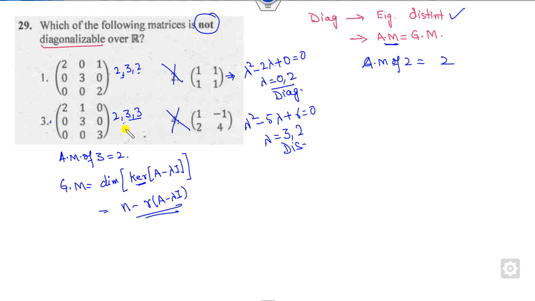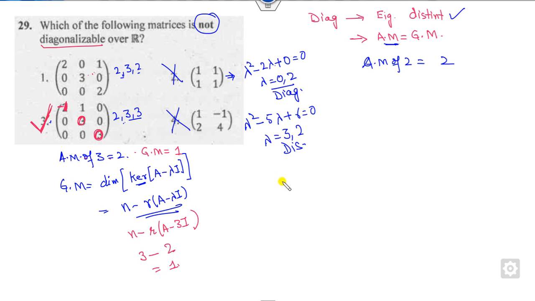So let's see. Firstly we can find it here. I can find the rank of A minus 3I. If I compute A minus 3I, it will be minus 1, 0, 0. What is the rank of this? The rank of this is 2. N is 3, rank is 2, so it is 1. But the algebraic multiplicity is 2. The geometric multiplicity of this is 1, which is not equal. So it is not diagonalizable. So the right answer is here.